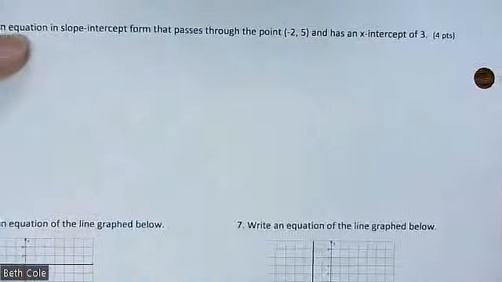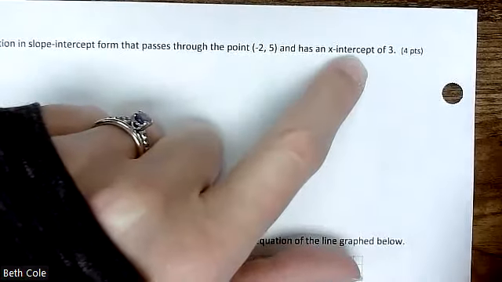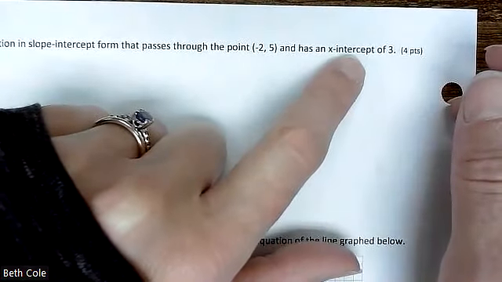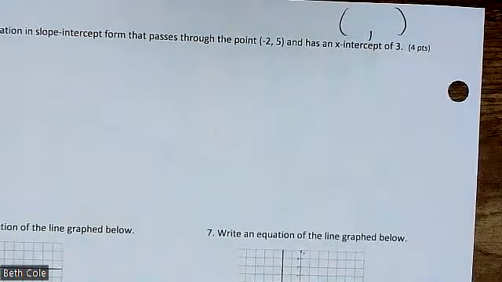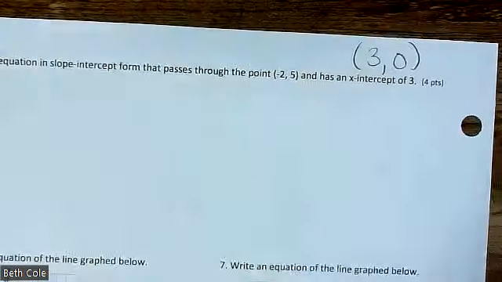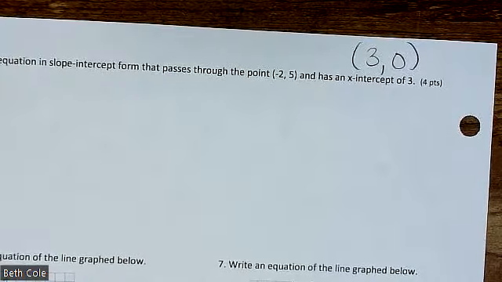All right. Write an equation in slope-intercept form. Goes through negative 2, 5. This is probably like the one that trips people up the most. X-intercept of 3. How do you write that as something, comma, something? I'm about to hand you a quiz. Good. 3, 0. Write that down so that you can see it. And then you're going to find your slope.